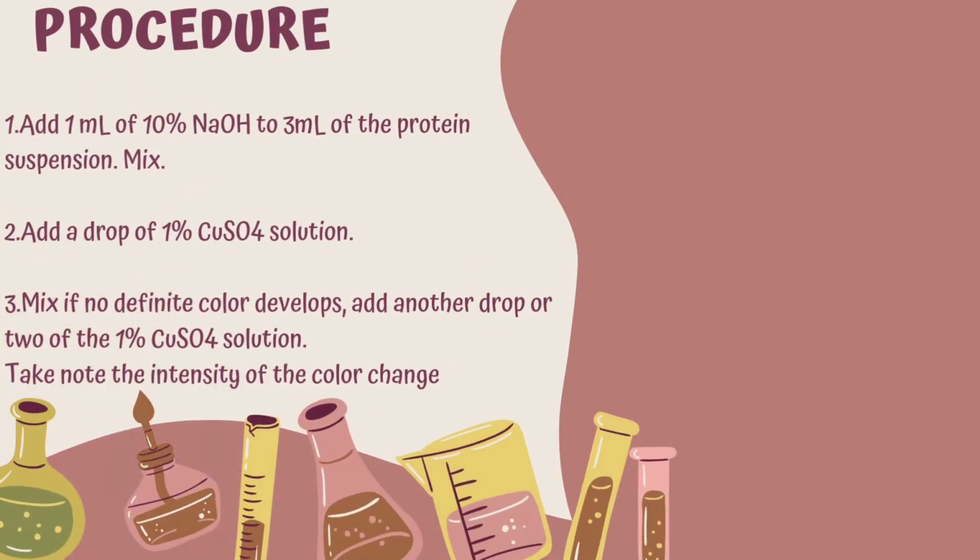Procedure. Step 1. Add 1 ml of 10% sodium hydroxide to 3 ml of the protein suspension, then mix. Then Step 3. Mix if no definite color develops. Add another drop or 2 of the 1% copper sulfate solution. Then lastly, Step 4. Take note of the intensity of the color change.